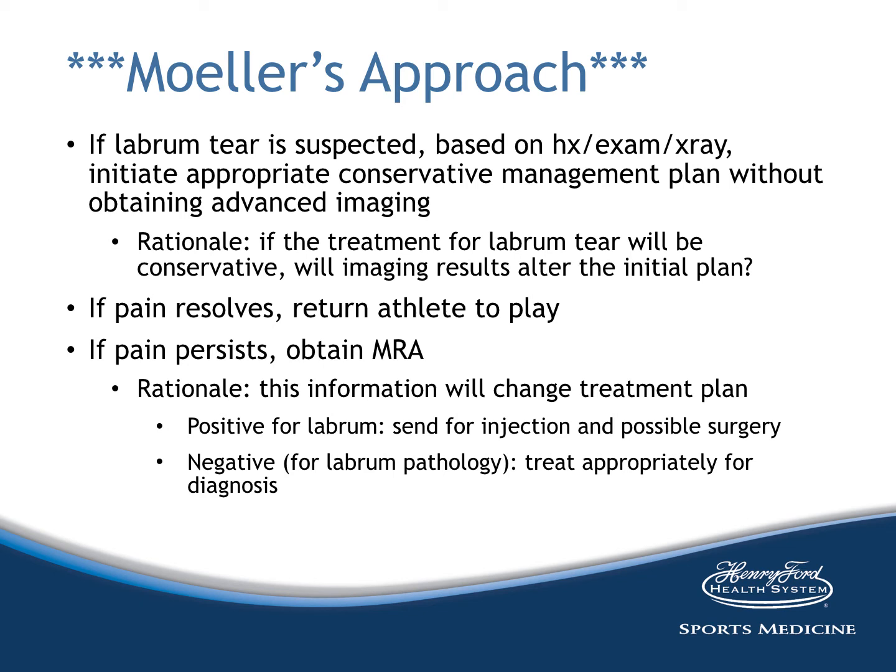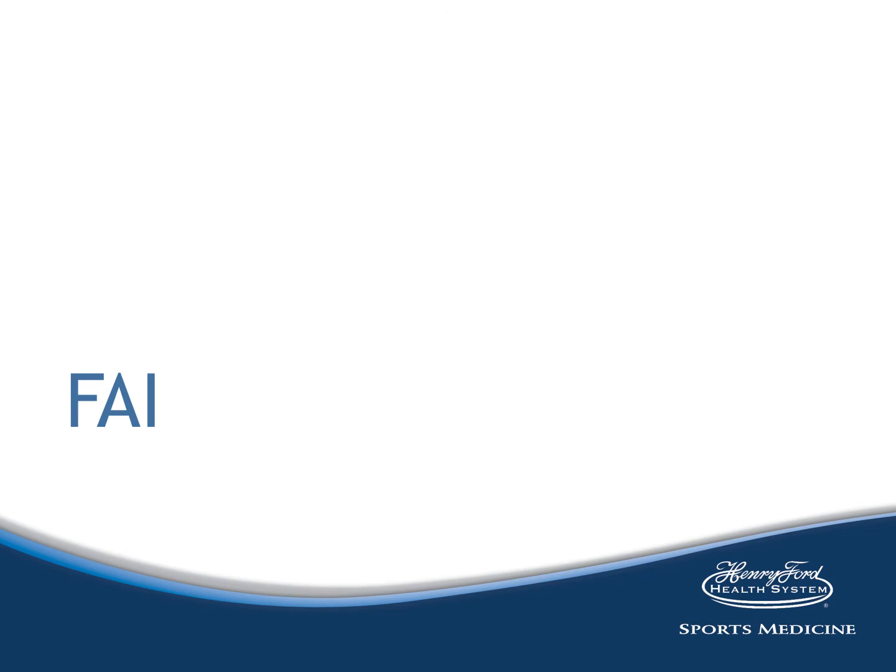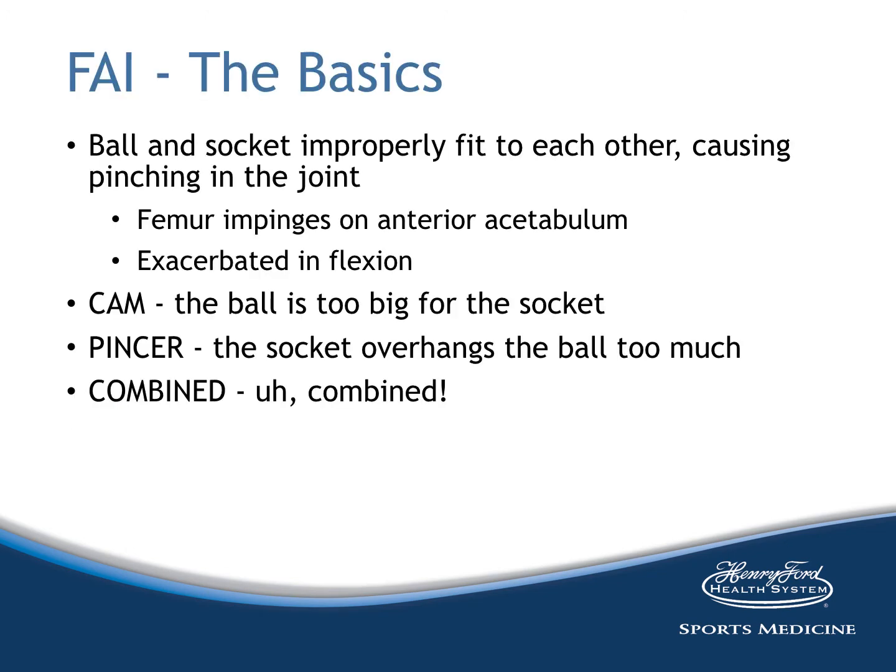So we want to move on to discussion of femoroacetabular impingement, or FAI. The basics are that the ball and socket improperly fit each other, causing pinching in the joint. And I describe to patients that either the ball doesn't fit the socket or the socket doesn't fit the ball, or there could be a combination of the two. And the femur then impinges on the anterior acetabulum. Pain is usually exacerbated in flexion. In cam impingement, the ball is too big for the socket. In pincer impingement, the socket overhangs the ball too much. And the combined type is, well, combined.